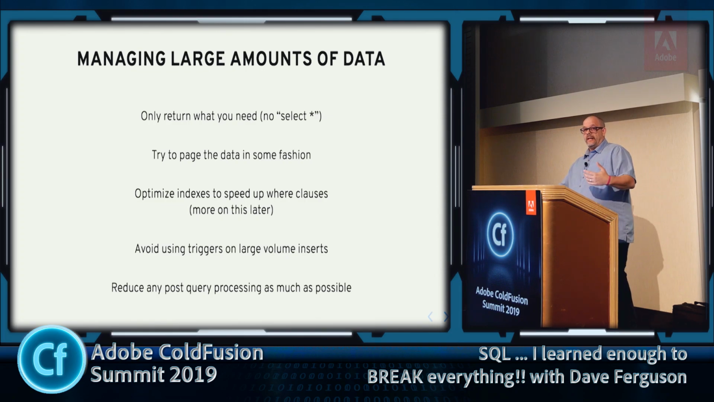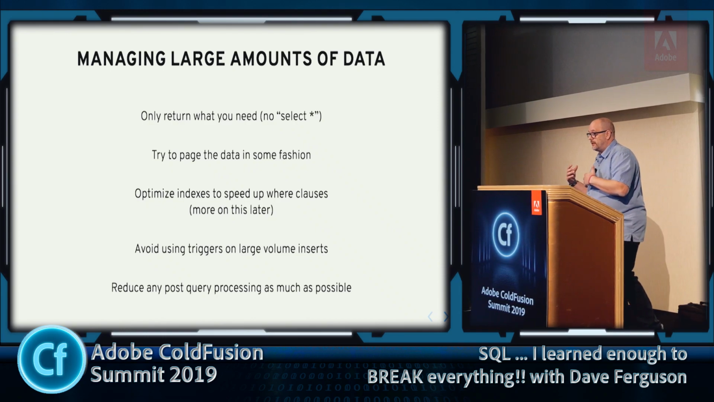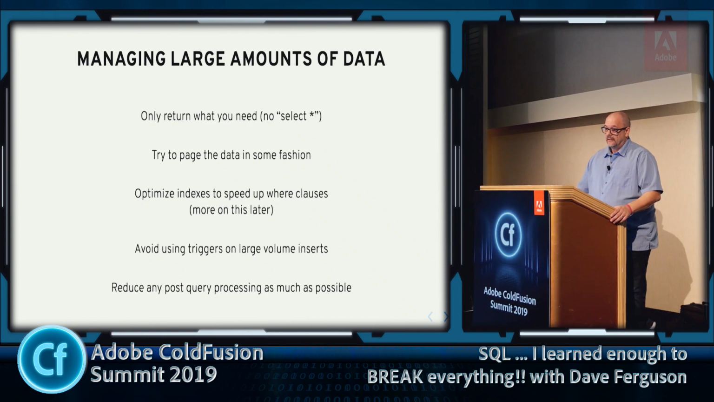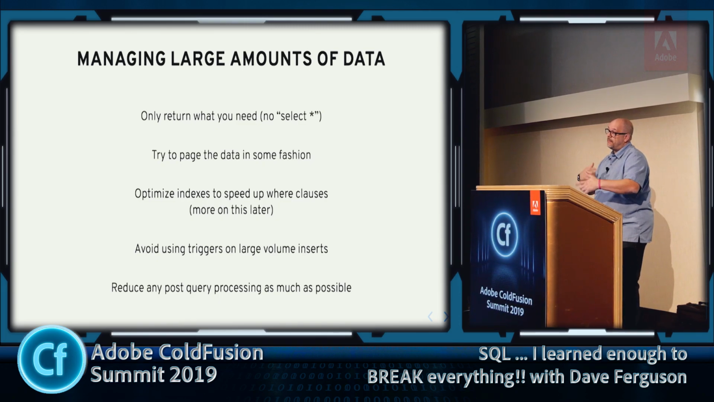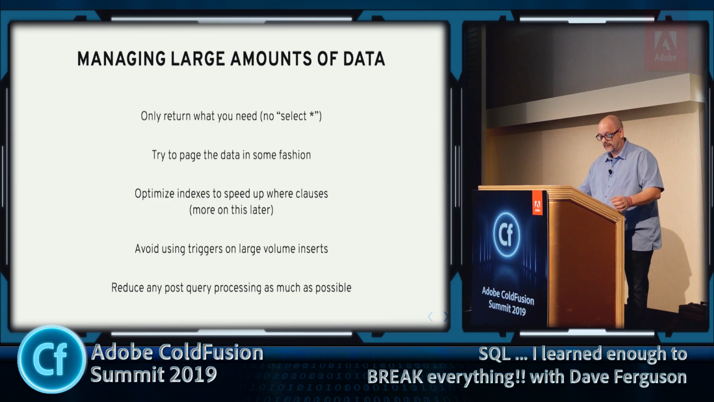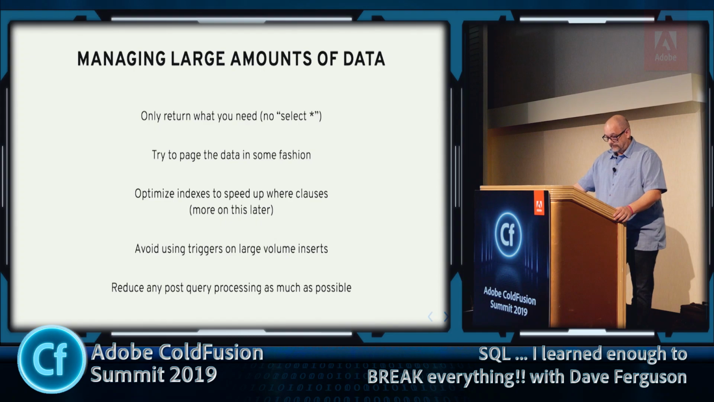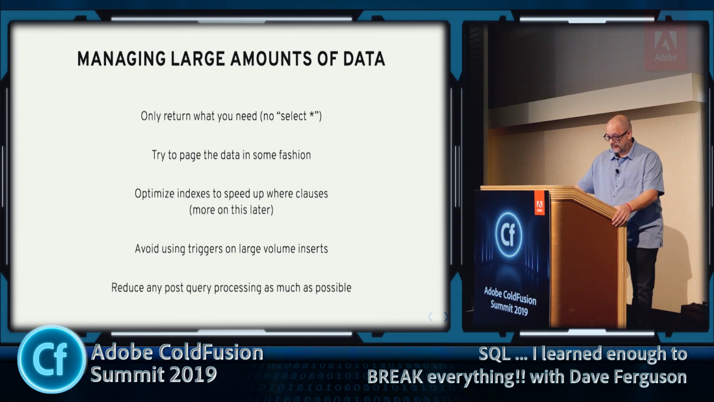If you need to page through data, let's say you're pulling back 10,000 rows, you're never going to display 10,000 rows in a browser. That's just crazy. So page it somehow. Either page it through the database by pulling only certain records, or pull the query back, cache it, and then page it that way. But try and page the data some way. Don't try and load all that into the browser. Optimize indexes to speed up where clauses. We'll go over that a little later.